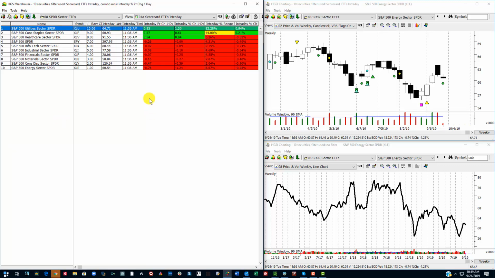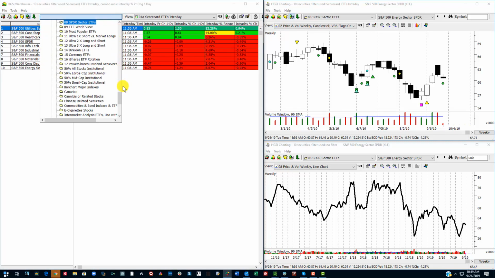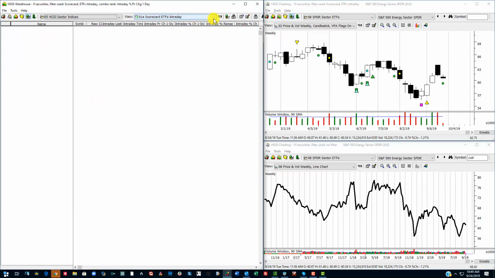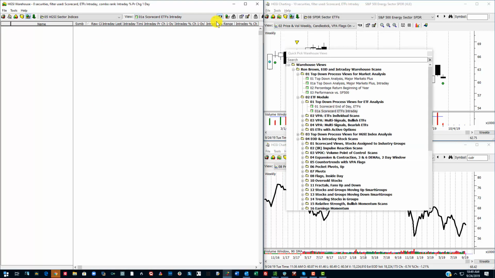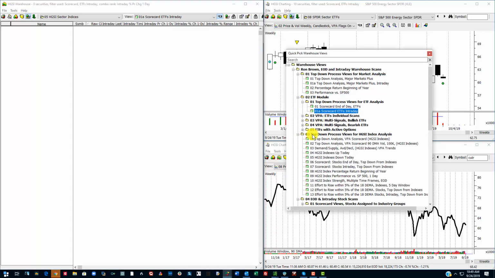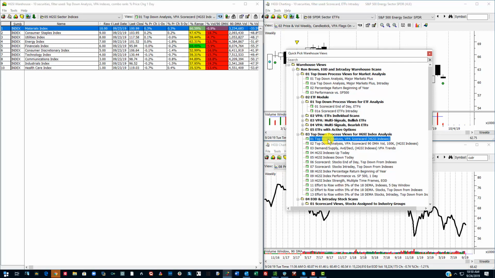If you are interested in the utilities, we have to get out of the ETFs, but if I go up to the HGSI sector indexes and move down to number 3 folder, which is top-down process views for HGSI, I can get a feel for what is going on. This is the end of day.